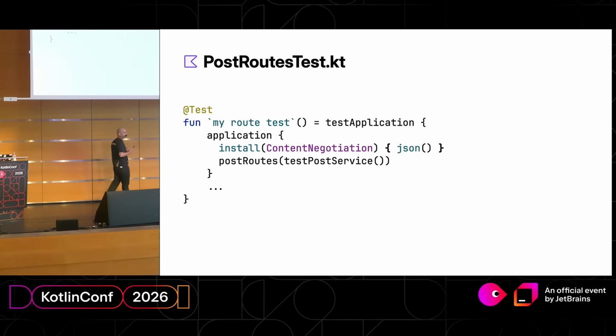But if you want to do more fine-grained route testing, you can of course also very easily do that. In this case, you need to remember that you need to install any plugins that you might be installing in the app function. And here we are providing only a test version of the service, which again, I prefer to do using test containers. If I'm not doing test containers, I'm probably using stubs, and I avoid using mocks.